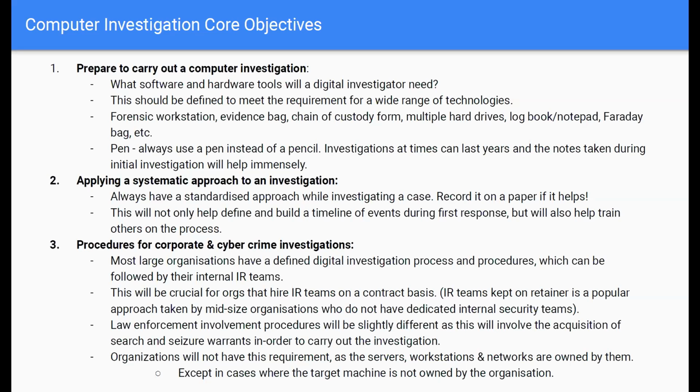And obviously, all of this should be defined to meet the requirement that covers a wide range of technology. So we discussed this previously. Can't just be disks, can't just be mobile. It has to cover networks, it has to cover malware, it has to cover databases. Even though databases would still fall under your storage media, you would still need to know the different types of databases, and you'd need to know if certain databases need specific equipment in order to successfully capture that data.